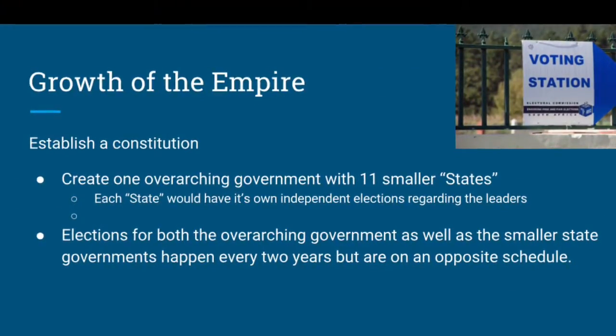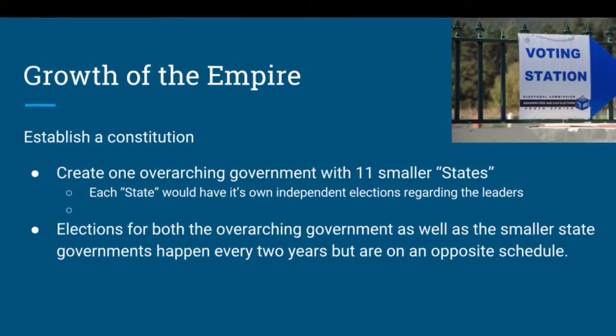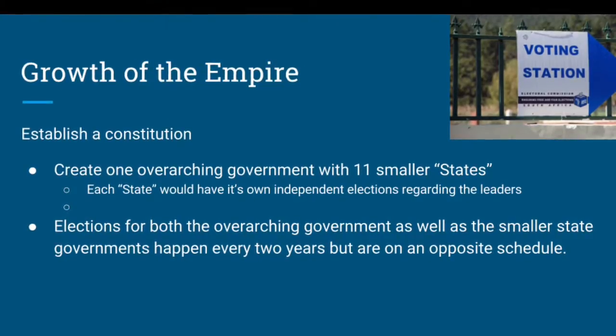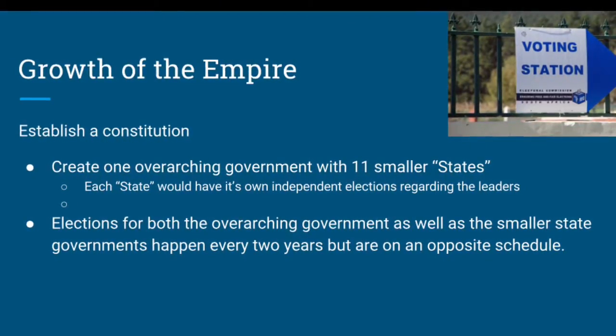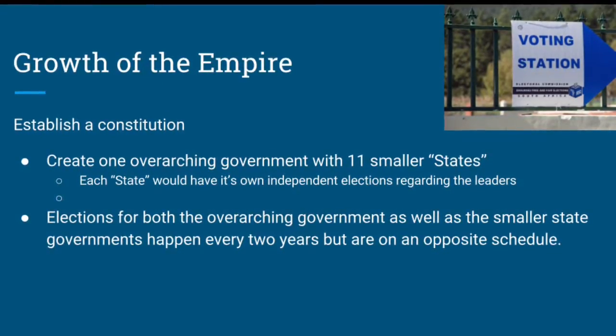First, a constitution is established, laying out the basic rights of each civilian. The overarching government will have 3 representatives from each district elected through direct democracy, each citizen getting 1 vote and a simple majority will win. These representatives will be in charge of making the laws.